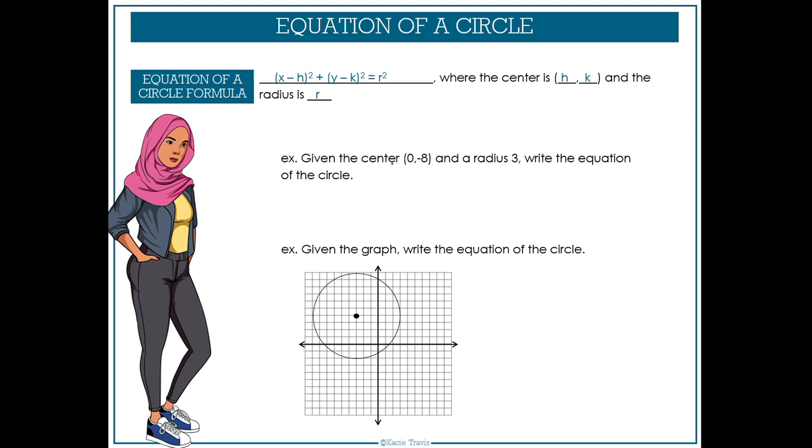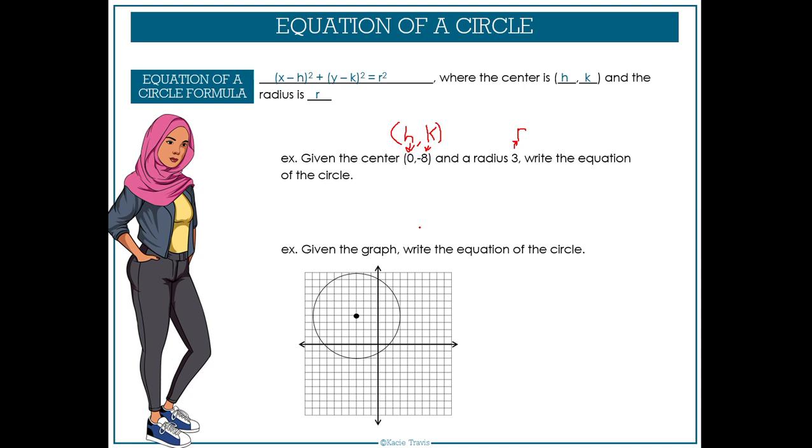So if this is our center, let's remind ourselves, our center for this equation has our x value, H, comma, our y value, K. So that means that this -8 is our K and 0 is our H. Now here's our radius, 3, so that means that this right here, that is our R for the equation.